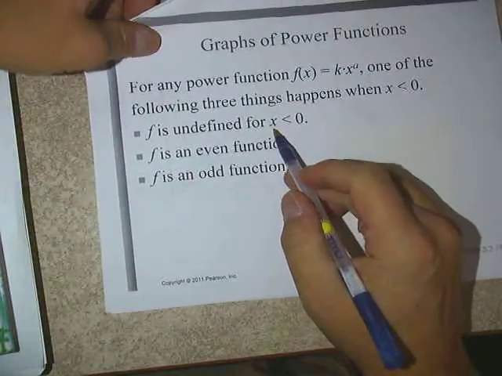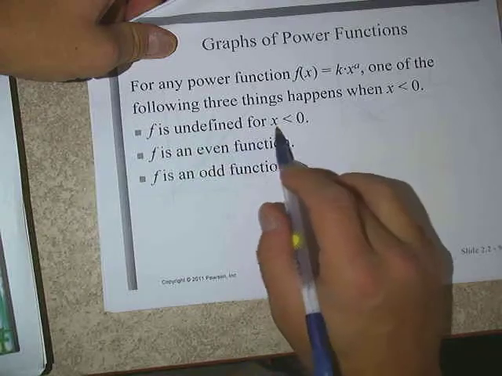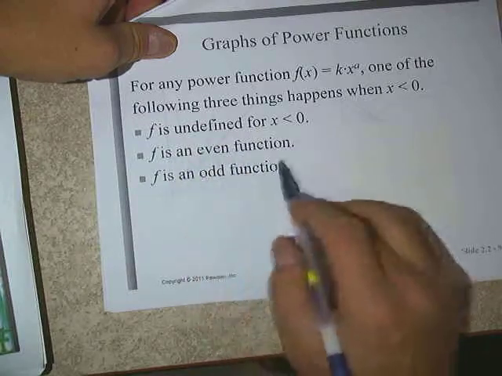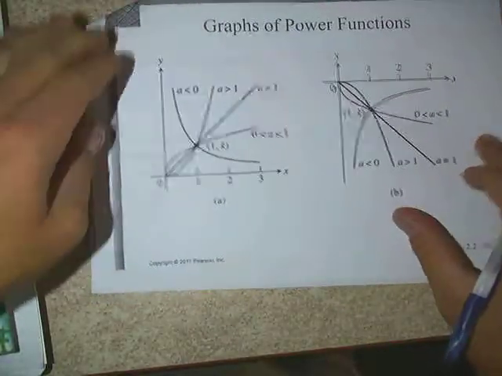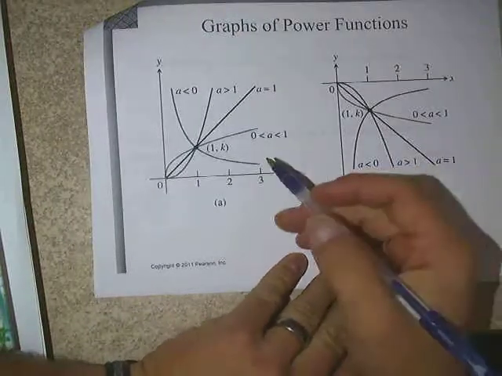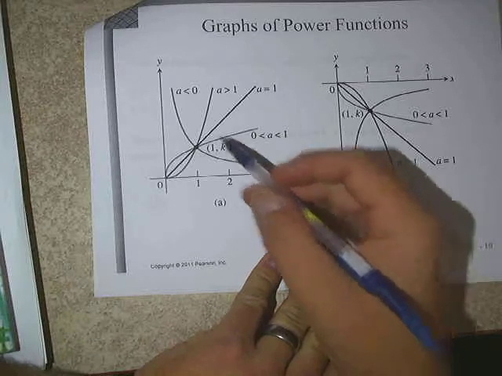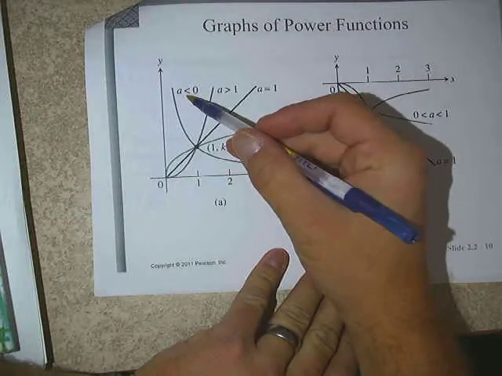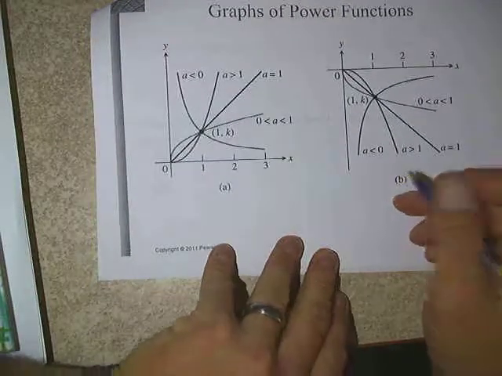Okay. All right. A couple of parts here, a couple of just definitions, if you will, for the graphs of power functions I want to look at. And then we're going to finish up with a problem that we're going to do together in just a second. But if we have a power function, and again, this is any power function, not just monomials this time. Okay, one of the following 3 things happens when x is less than 0. Okay. So if x is less than 0, okay, f of x is undefined, okay, f is even, f is odd. Now, let's look at the pictures here, what we're talking about.